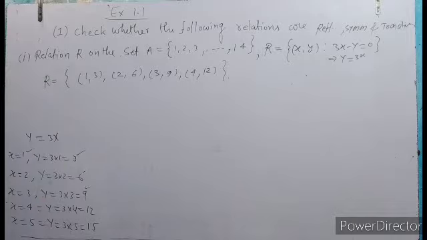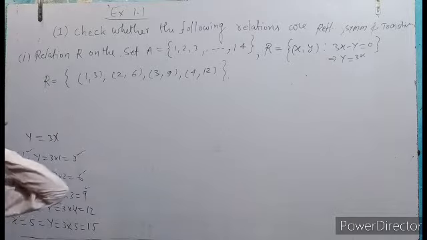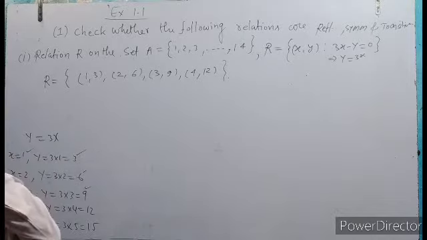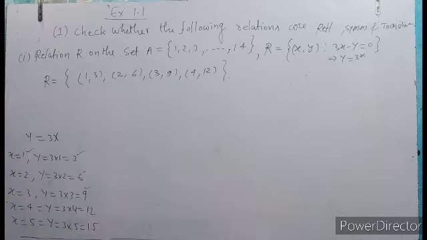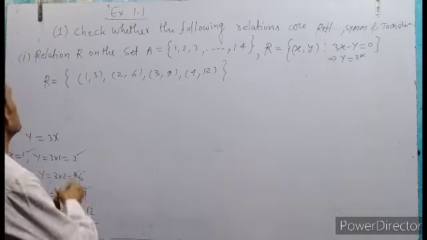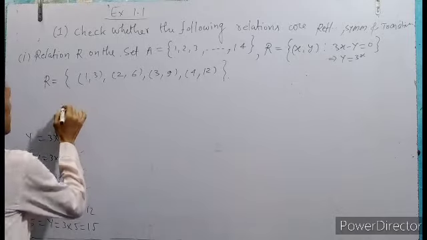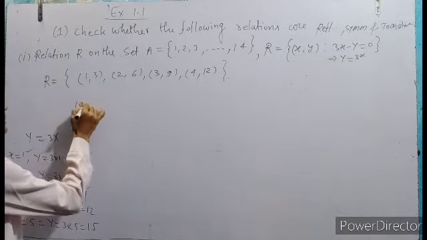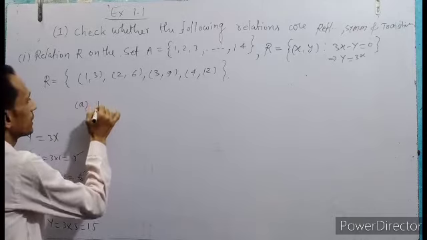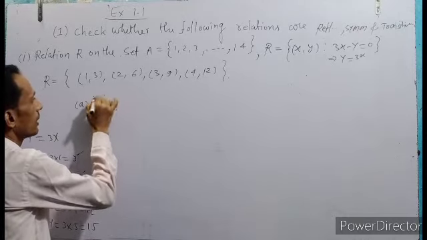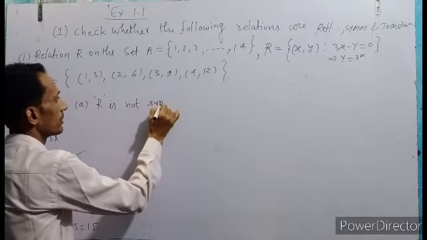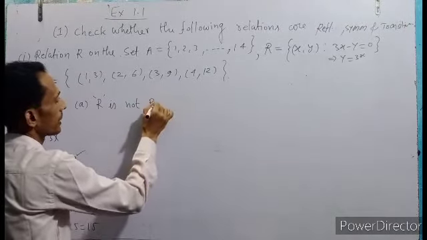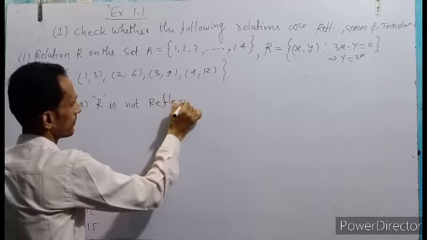So how can we say that? Check whether the following relation is reflexive, symmetric, transitive or not. You have to explain that. First one, A: R, where R means relation, is not reflexive. R is not reflexive.